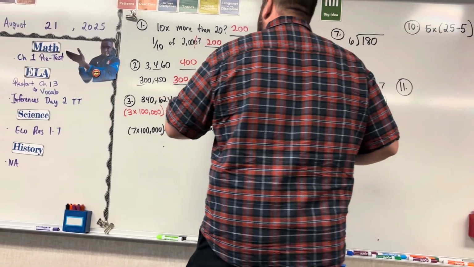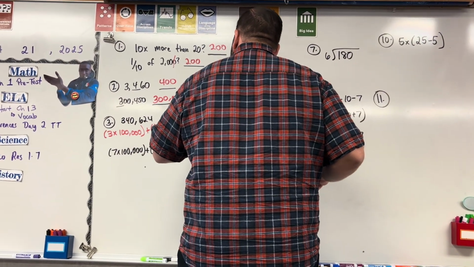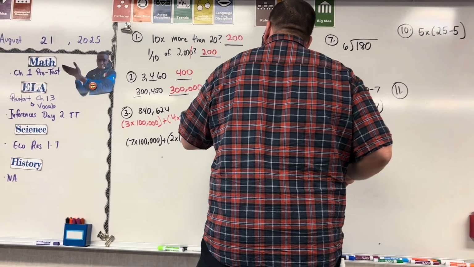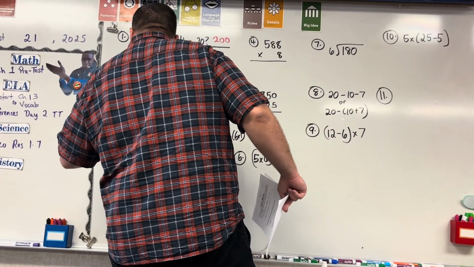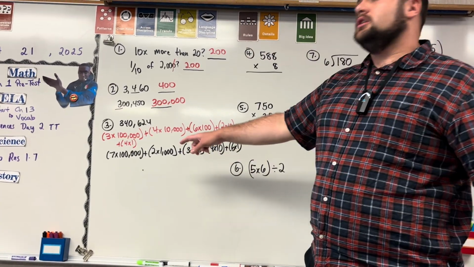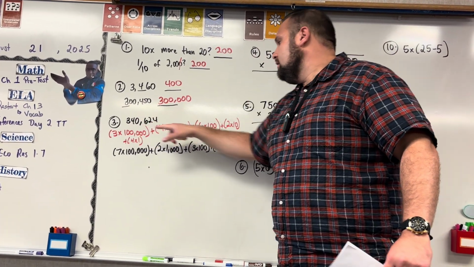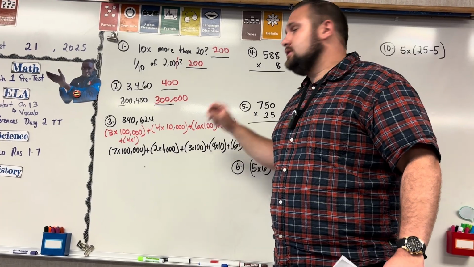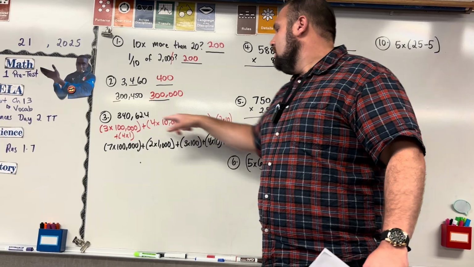We go to the 6 in the hundreds place. 6 times 100 plus the 2 that's in the tens place plus the 4 that's in the ones place. So this is what it should look like. 3 times 100,000, 4 times 10,000, nothing in the thousands place, that's why there's a 0. 6 times 100, 2 times 10, 4 times 1.